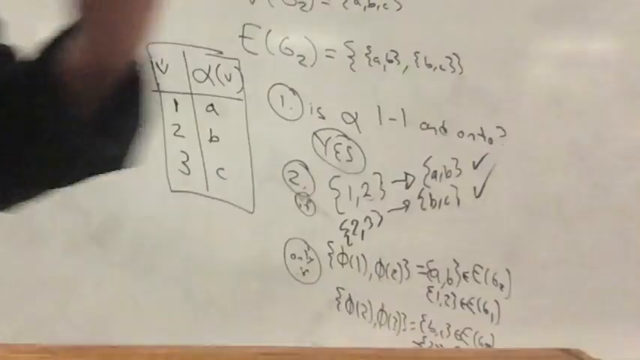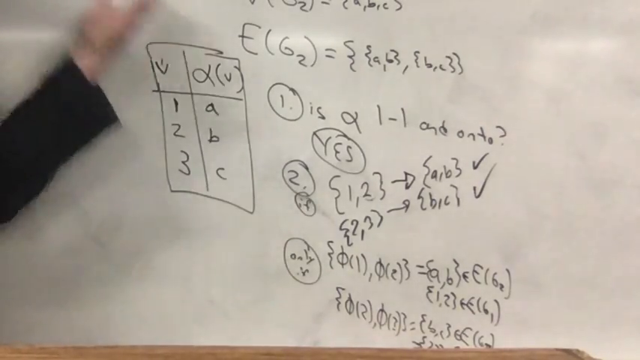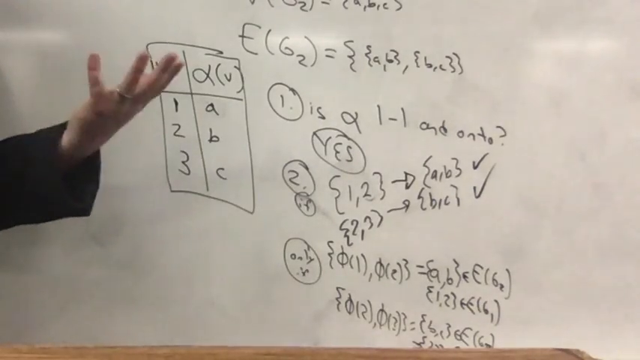So if you're handed a map and someone says, is this map an isomorphism? Theoretically, it's easy to check. It does take some time. But in a computer, you could write a computer program that could check both of these things pretty straightforwardly.